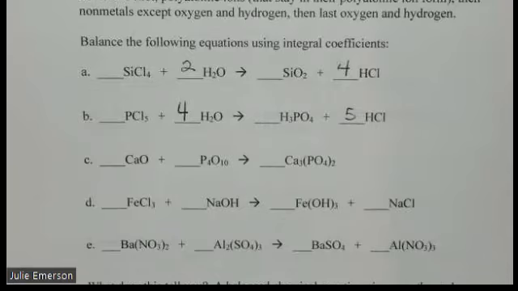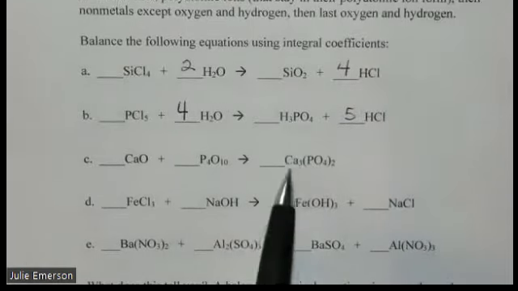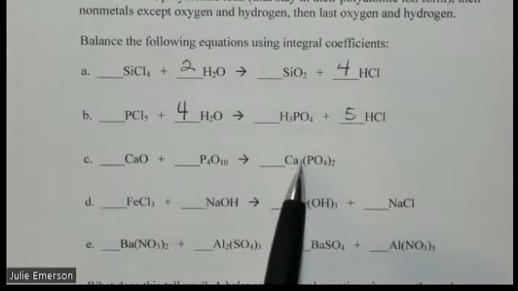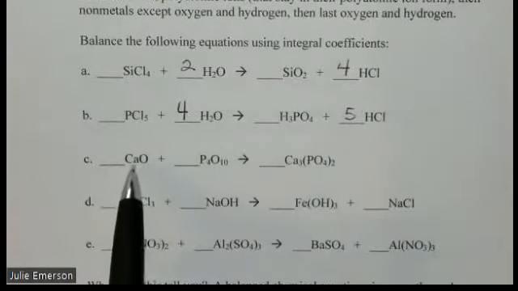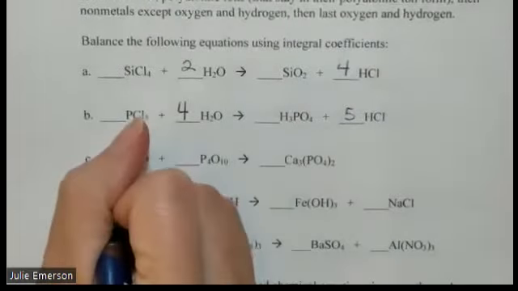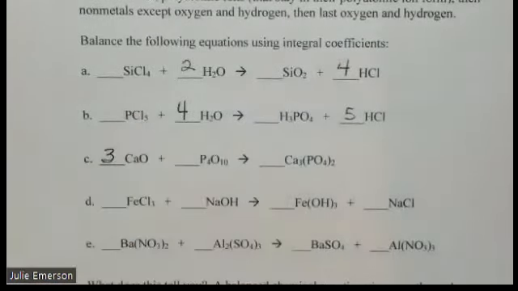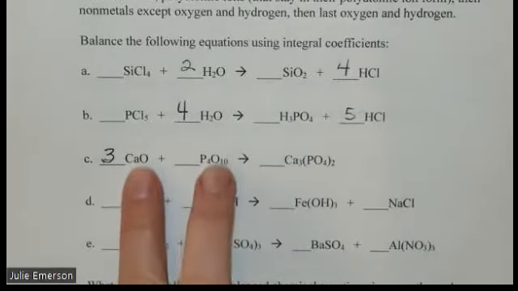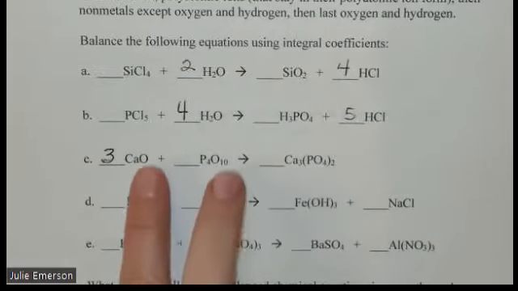All right, so in this one, if I start with the calcium, it looks like 3 calciums on the product side. On the reactant side, there's only 1. So I'm going to multiply the calcium oxide by 3. That fixes the calcium. I'm going to do oxygen last because it's in 2 places on the reactant side and only 1 on the product side. So I'm going to do oxygen at the end.